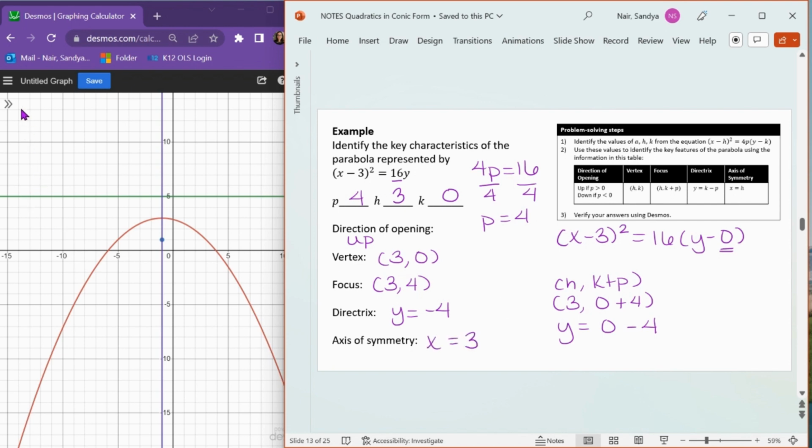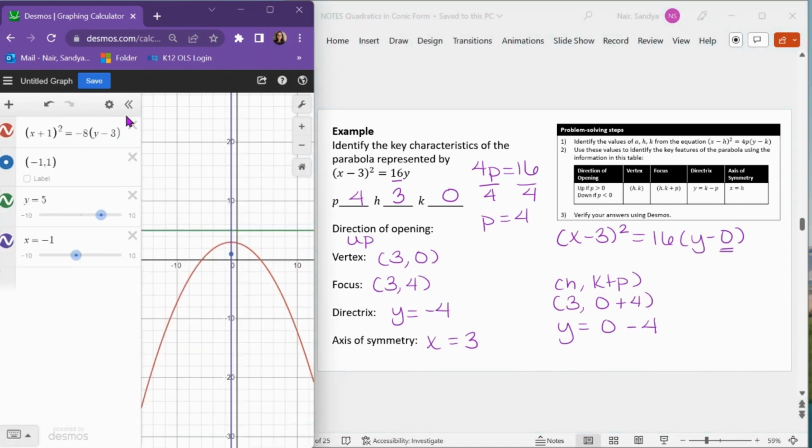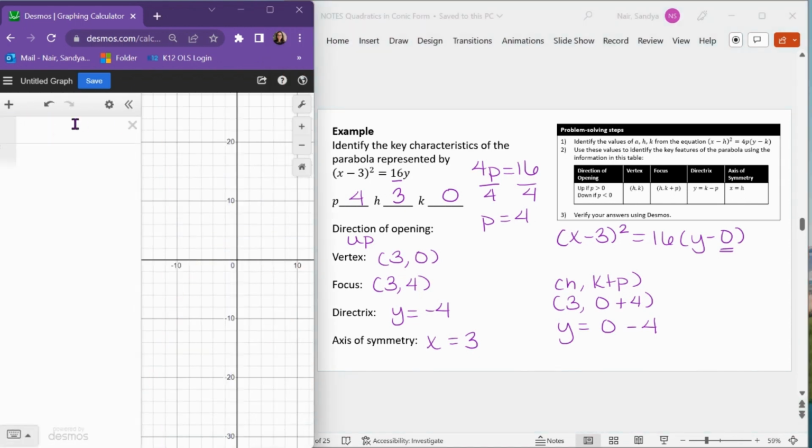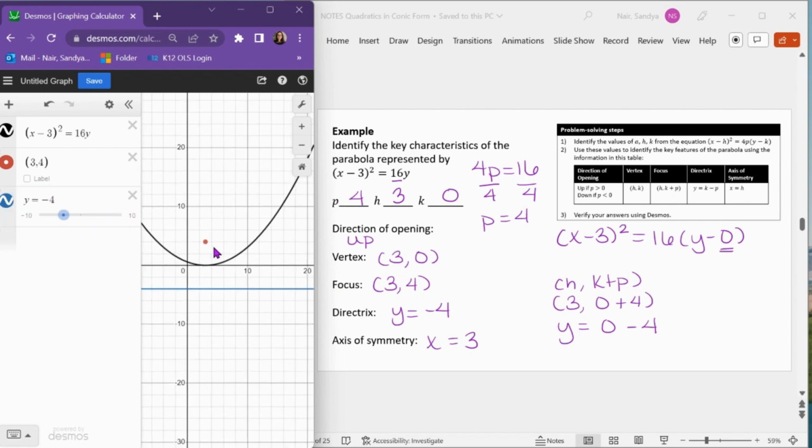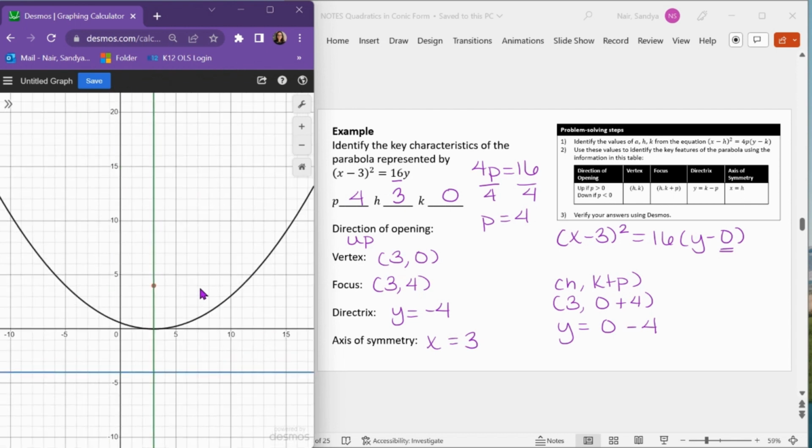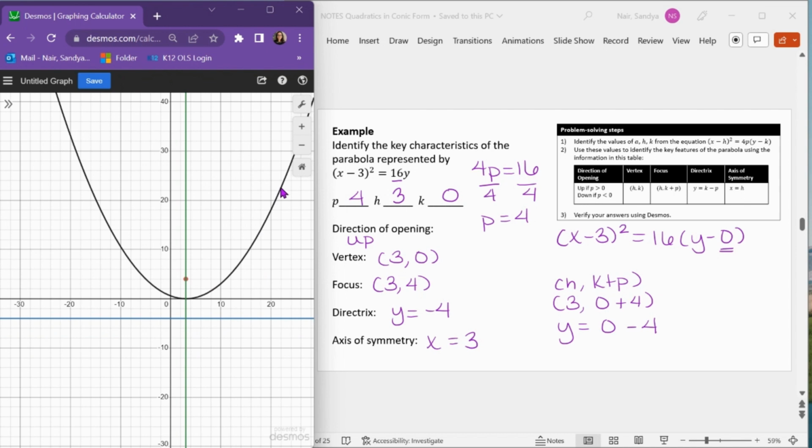Let's go ahead and graph this in Desmos and see that we've found all the correct information. So I'm going to start off with my equation. So I have x minus 3 squared, and that equals 16y. Okay, so if I click on this point, it tells me the vertex is at 3, 0, and then I can see that 3, 4 is the focus. My directrix is at y equals negative 4. You can see that's on the outside of the parabola. And then the axis of symmetry will be x equals 3. Okay, so here is the parabola. Just going to zoom out a little so you can see it better.